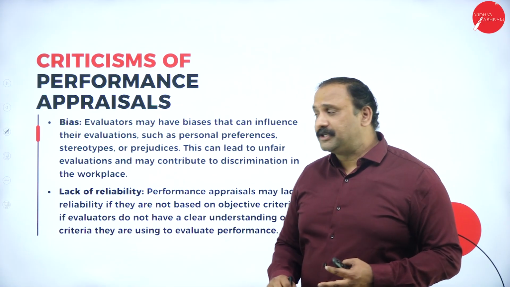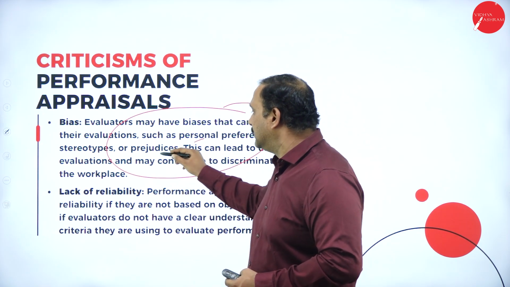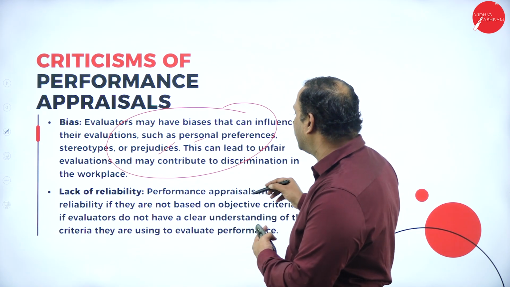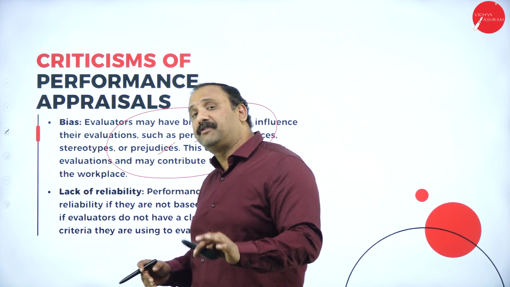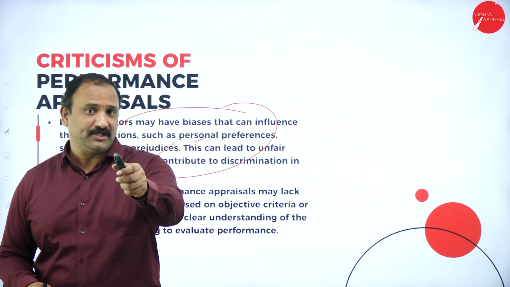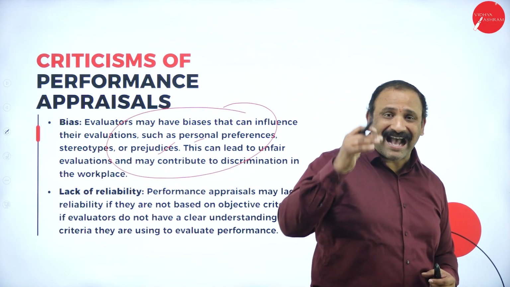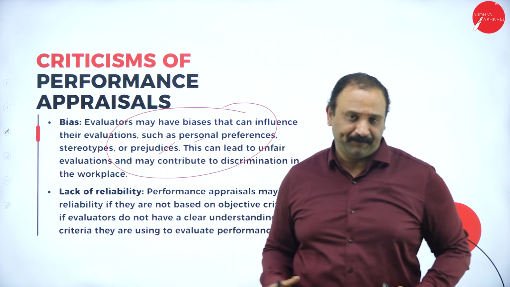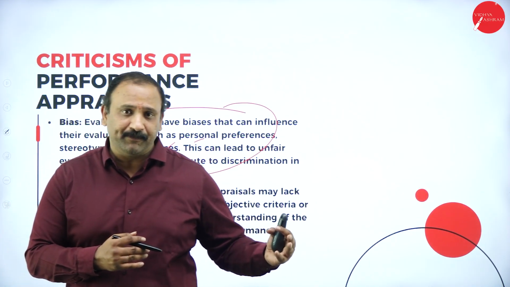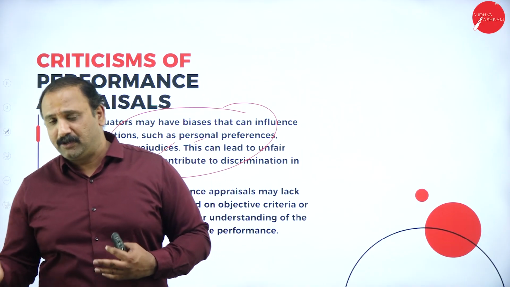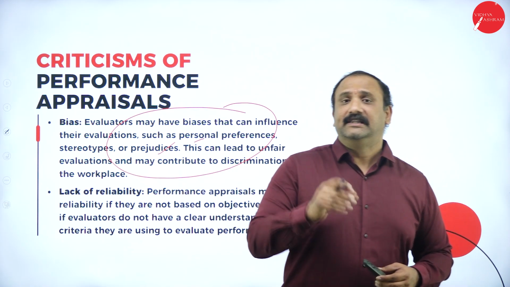Bias. Evaluators may always have a bias that influences their evaluations, such as personal preferences and prejudices, and the evaluations might also contribute to discrimination at the workplace. What if the manager favors a particular employee? This is always a question that runs in your mind. And it's true. Why? Because if the manager has a personal interest in somebody, let's say the manager likes a particular employee because that person is close to him, that person is doing better, that person belongs to the same state, same language, communication, so many other factors coming into the picture, then what happens?